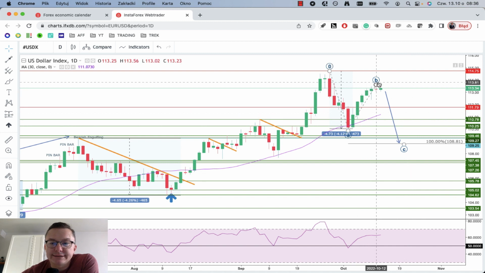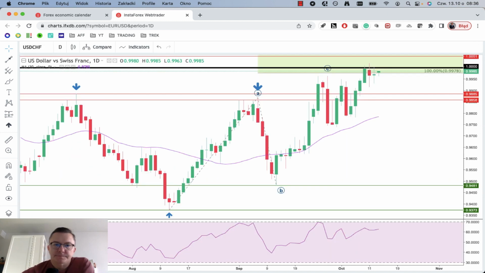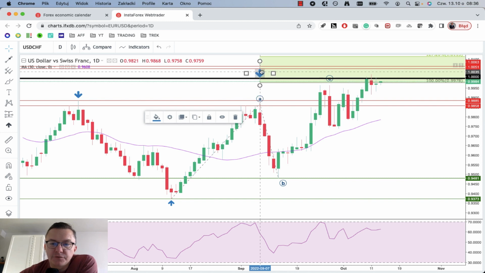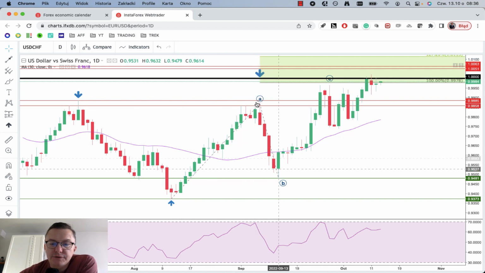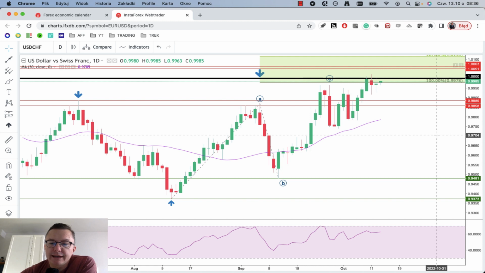So if the US dollar index is going up, what is going on, for example, in the US dollar to the Swiss franc? The daily time frame chart of the US dollar to the Swiss franc is showing us very interesting things. The first thing is that we finally and definitely hit the 100% extension of the wave A measured from the wave B. This is exactly 0.9978. We hit parity, 1 to 1. 1 US dollar is 1 Swiss franc. Just recently, the local high was 20 pips above this level.